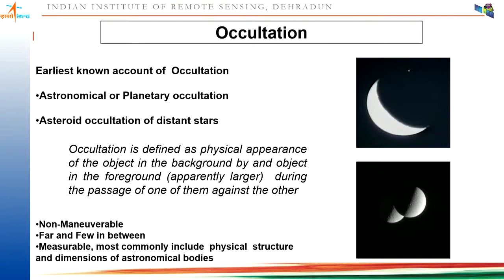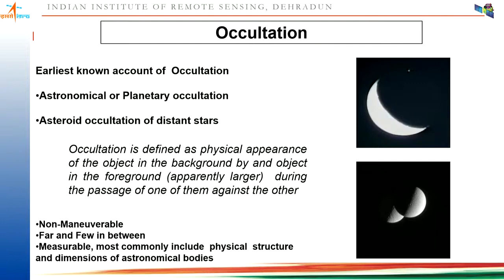So occultation is defined as the disappearance of an object in the background behind an object in the foreground that apparently appears larger. It may not be larger, but it appears larger during the passage of one against the other. There are some events like these eclipses. These are non-maneuverable; we can't avoid them. They will happen, but far and few in between. An eclipse may come maybe once in a year, or these events can happen after some time. It is not happening regularly.